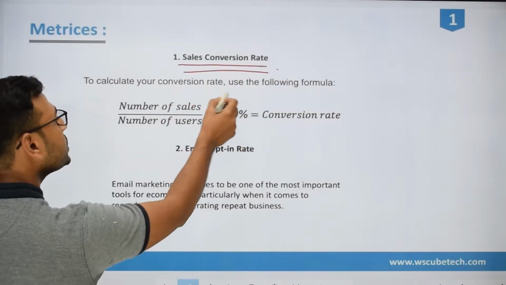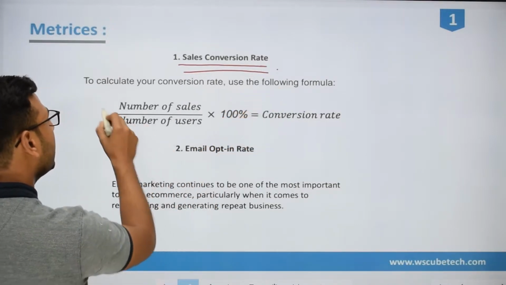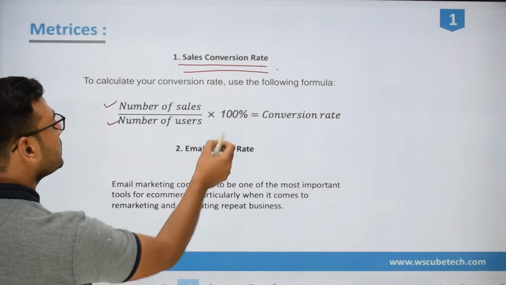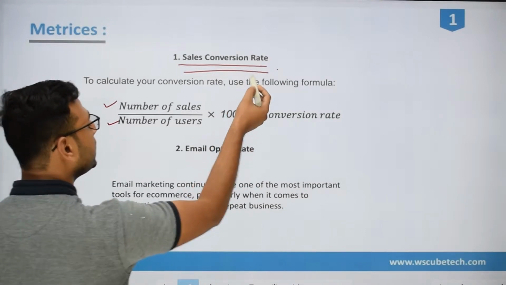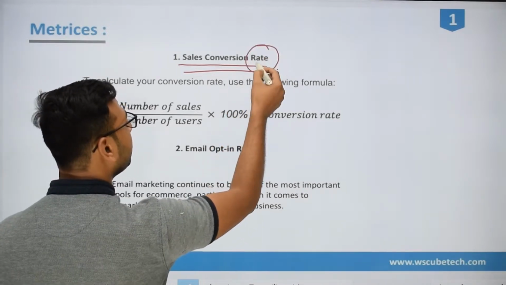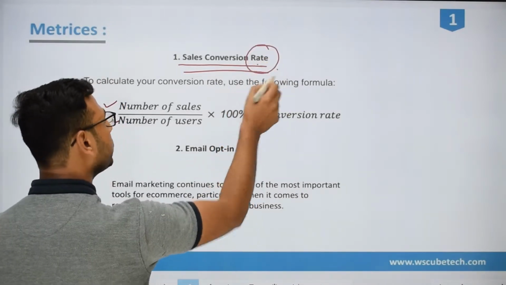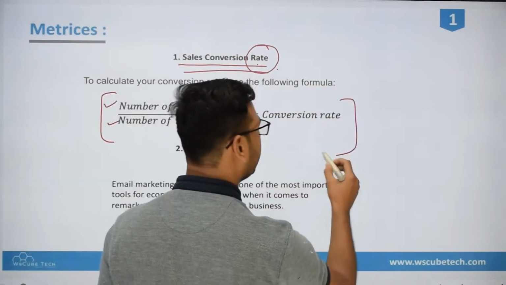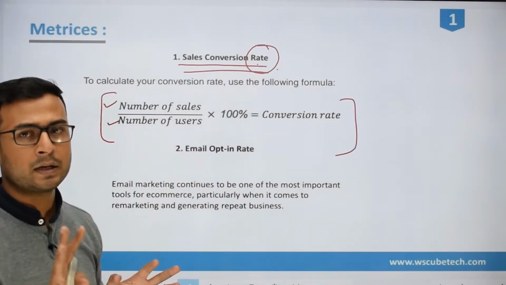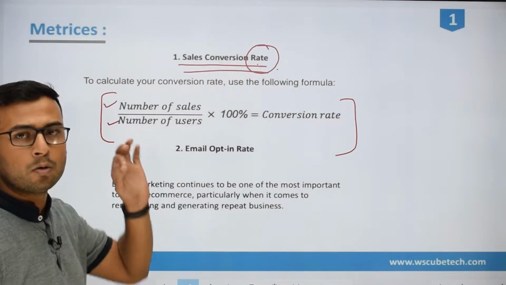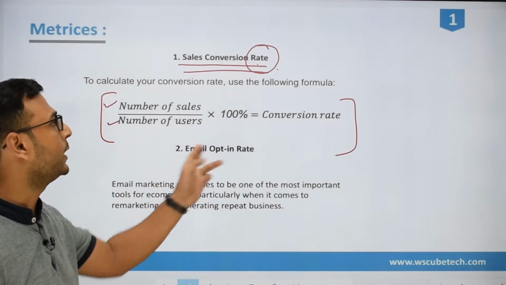To calculate your conversion rate, you should use the following formula: number of sales upon number of users into 100. Whenever you find something written like rate over here, you should understand that this metric will be in percentage. Rate actually denotes percentage. So whenever you see rate, you can easily find out that this metric will be in percentage.